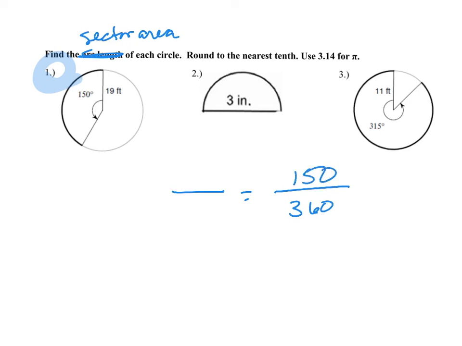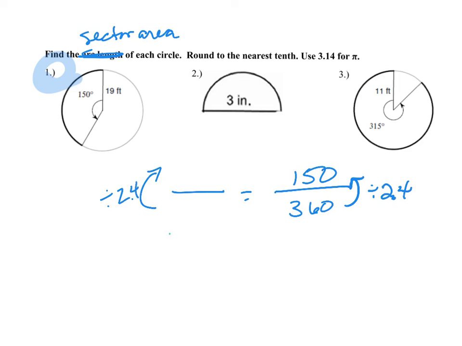So I got 150 over 360. So if I divide 360 by 150, gives me a nice number. So I'm going to divide by 2.4. That's a nice number. We don't have to switch it around, which is good. So I know over here, I'm going to divide by 2.4.